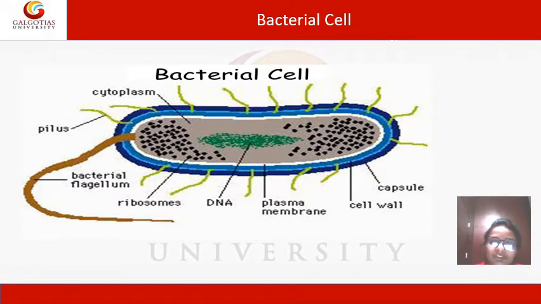So the ribosome is basically helping in protein synthesis, and with the help of the protein the DNA material will be able to replicate, and that will also lead to the division and a number of offspring of bacteria.